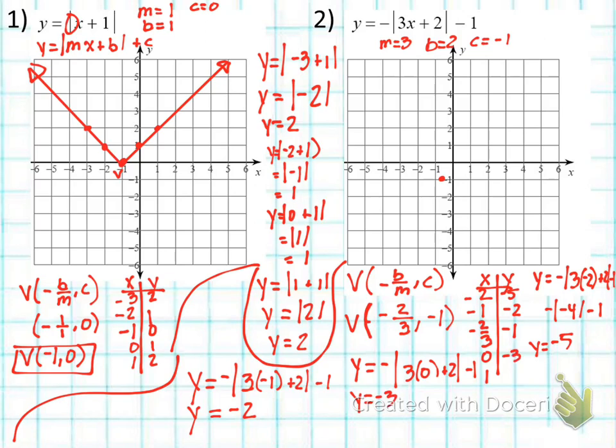And then we got 1 next. I'm going to plug that one in. So we got y is equal to the negative absolute value of 3 times 1 plus 2, minus 1. Sorry, it's at the edge there. Okay, so 3 times 1 is 3, plus 2 is 5, absolute value of 5 is 5, times the negative is -5, minus 1 is -6, okay?